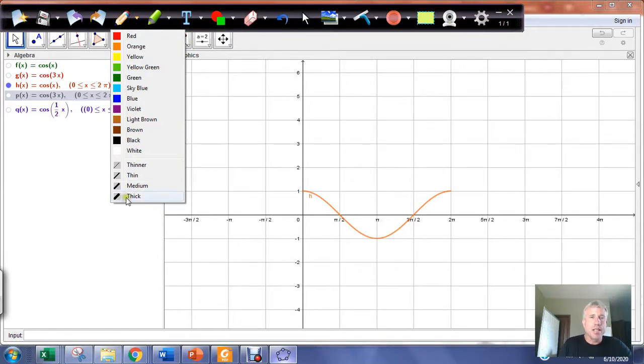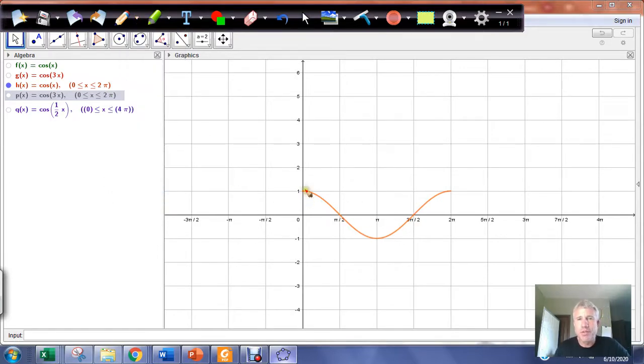So it does exactly what it's been doing for us. It starts at a high point of 1, goes to 0 at 90 degrees or pi over 2 radians. At pi, we're down to -1. At 3 pi over 2 or 270 degrees, we're at 0. And at 2 pi radians or 360 degrees, we're back to where we started. So the period of the Toolbox function cosine of x is 360 degrees.